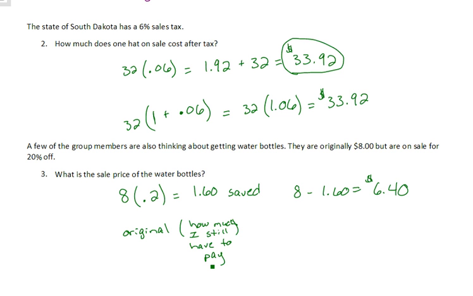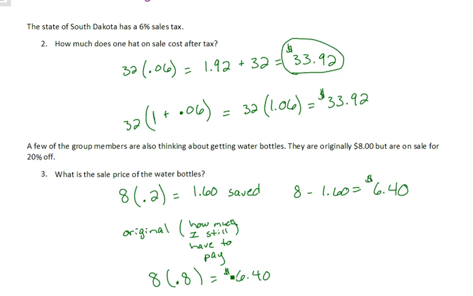Okay, so let's look at this. Original price is $8. How much of that $8 do I still have to pay? Well, if it's 20% off, I still have to pay 80% of that water bottle. So let's go ahead and see what 8 times 80% is. $6.40.